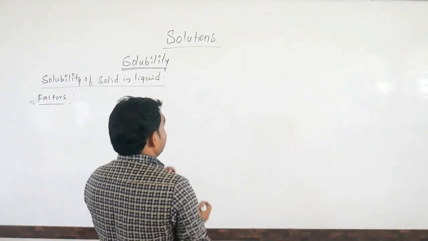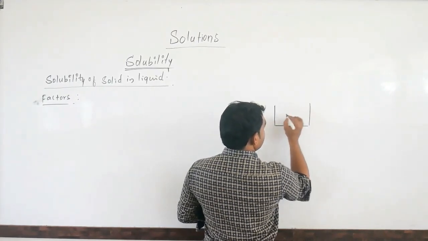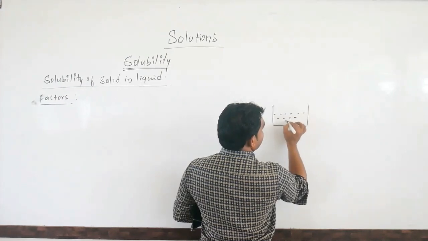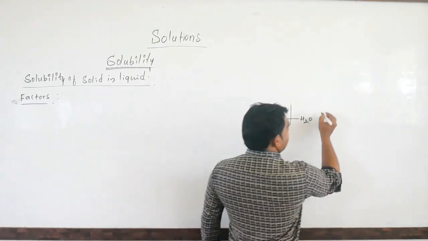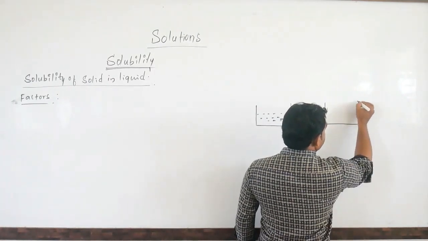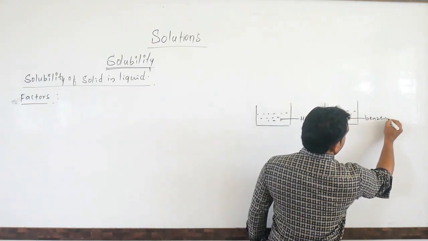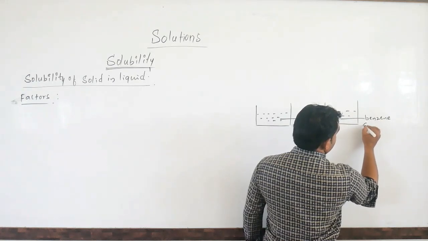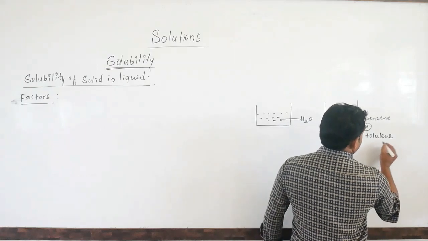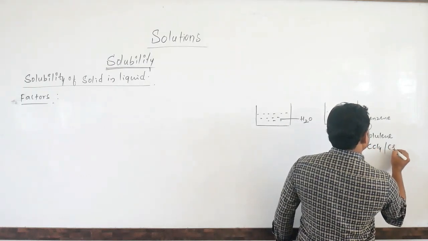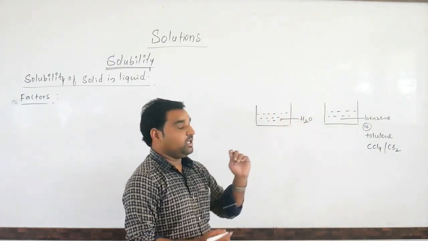So, for example, you can take a beaker containing water. Here water acts as a solvent. And one more beaker containing benzene as a solvent, benzene or toluene, or CCl4 or CS2. So these are the organic solvents. This H2O is the universal solvent.